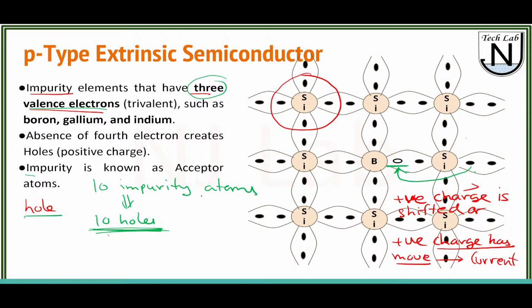So this type of impurity is known as an acceptor atom. For the n-type, the impurity is known as a donor atom, because that impurity is donating the electron. Whereas over here, due to three electrons in the outer shell, this impurity creates a hole, and this hole accepts the electron from the neighboring covalent bonds. So this type of impurity is known as acceptor atoms.